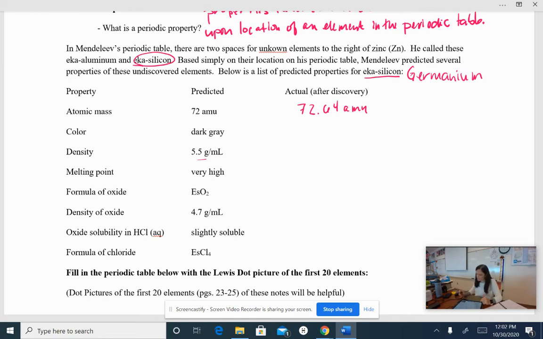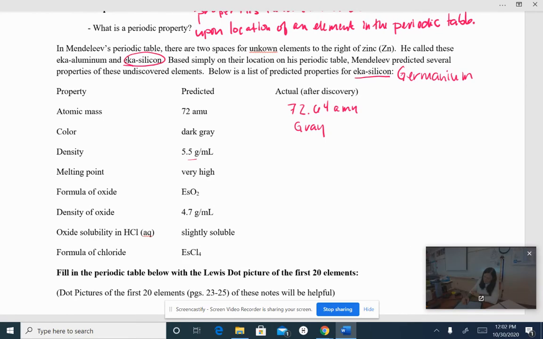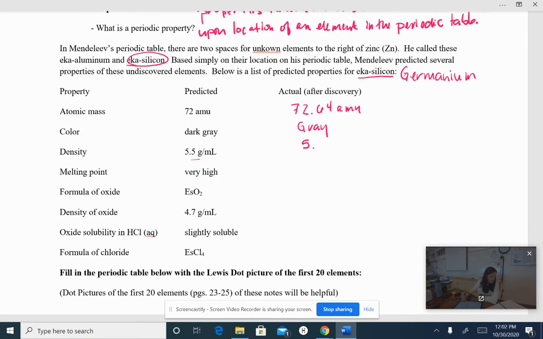The color Dmitry Mendeleev predicted was dark gray. We do have a gray. It's not super dark, but it's not super light. I would call it a medium gray. The density that he predicted was 5.5 grams per milliliter. The density that we have on record is 5.323 grams per milliliter. So once again, extremely close.